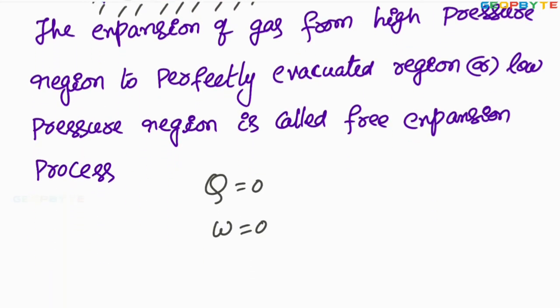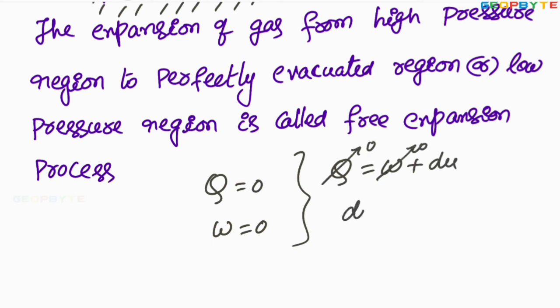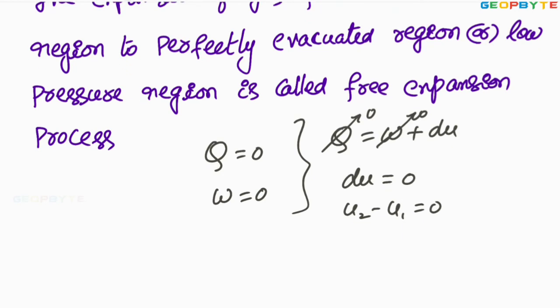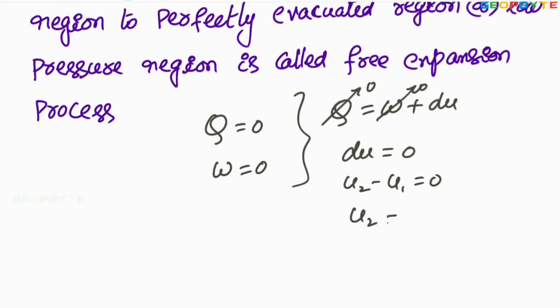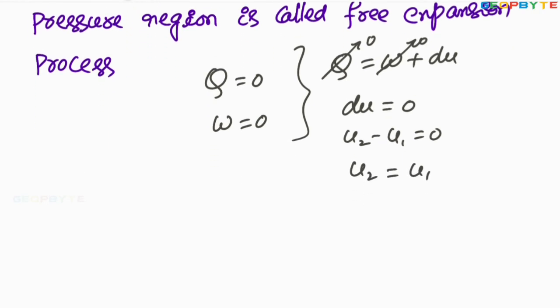Since it is happening in a closed system, the energy balance equation is Q equal to W plus dU. Here Q is 0, W is 0 and dU equal to 0. That means U2 minus U1 equal to 0, or U2 equal to U1. That means internal energy remains constant for the free expansion process.